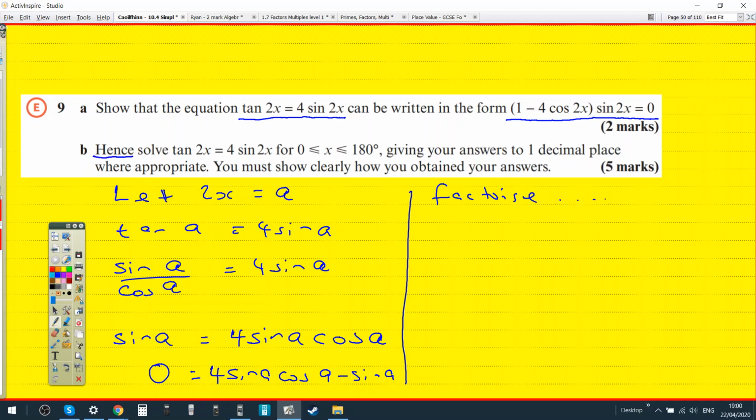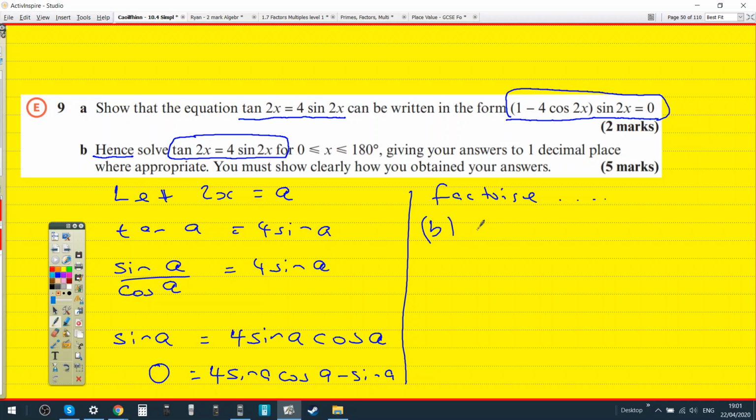Part B starts with the word hence. If you flopped on part A, had no idea how to do it, how could you do part B without doing any of part A? Make up an answer. Tan 2x equals 4 sine 2x is the same as this bracket thing, as the same as this equation. They want us to solve this. How could you use part A to do part B even if you knew nothing about part A? Use the second part of A. Correct. You would just solve this.